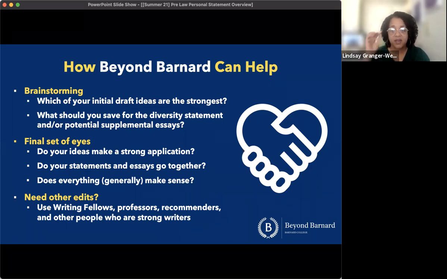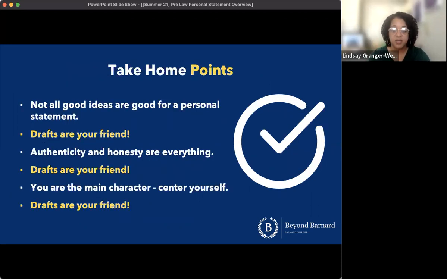But yeah, having other people look over your work and provide comments is helpful, since you often know what you want to say, especially in the later drafts. It's good to have other sets of eyes. So take-home points: outside drafts are your friend, which I will say till the cows come home, and I don't see them coming home anytime soon.